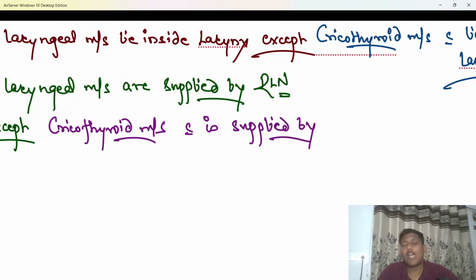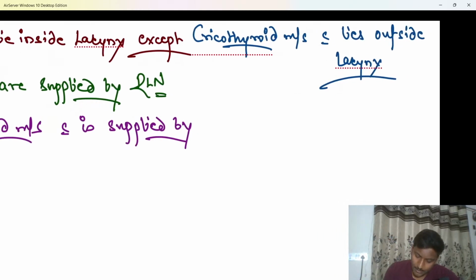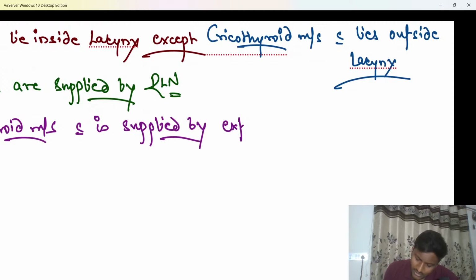So this cricothyroid muscle is supplied by the superior laryngeal nerve, but actually by a branch of the superior laryngeal nerve. Superior laryngeal nerve has two branches, beta. One is the internal branch and second is the external branch. Okay? So cricothyroid muscle is supplied by the external branch. Why external branch? Because it lies outside the larynx, right? So it is supplied by the external branch of superior laryngeal nerve or the SLN.